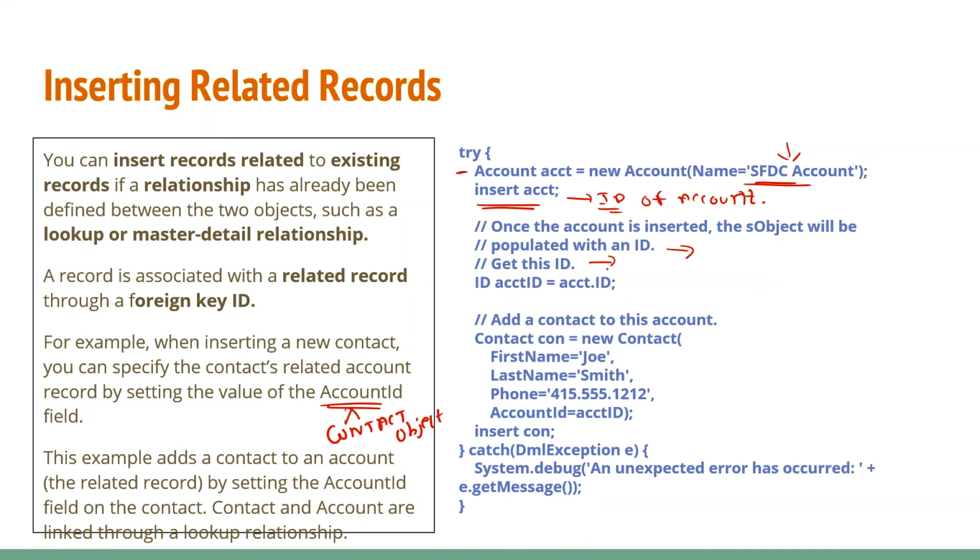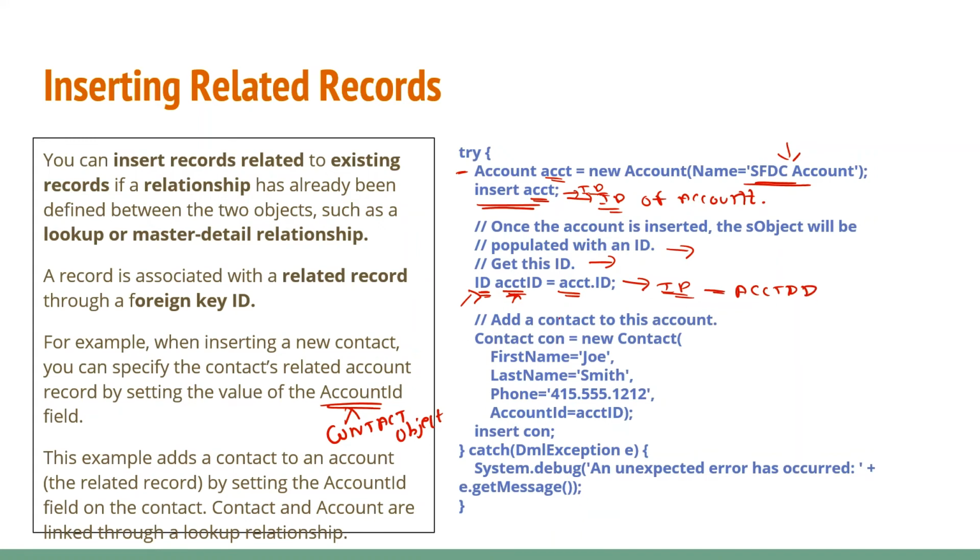Once the account is inserted, the object will be populated with an ID. To get that ID, I will define a variable. The data type of that variable will be ID. AcctID will be the name of the variable, and then account.id. So this account we have inserted will have one ID. So that ID we will get here, and this ID will be stored into acctID.